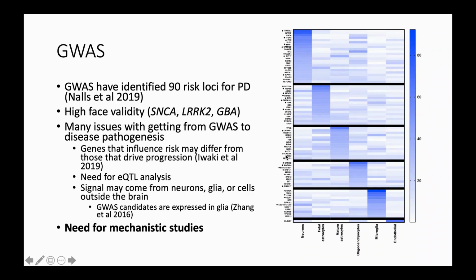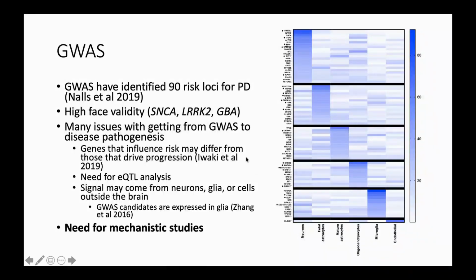That said, there are many issues with getting from GWAS to actually understanding disease pathogenesis. For one, most GWAS studies have focused on genes that influence risk of development of the disease. Those genes might be entirely different than those that drive actual progression of the disease once it's established. For another reason, GWAS identifies SNPs, and the assumption is that the SNP is controlling expression of nearby genes, but in some cases that assumption may be incorrect, and so we need eQTL analysis to really understand how these SNPs are involved in gene expression.